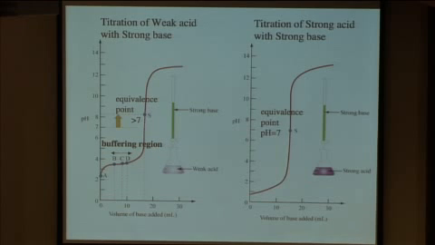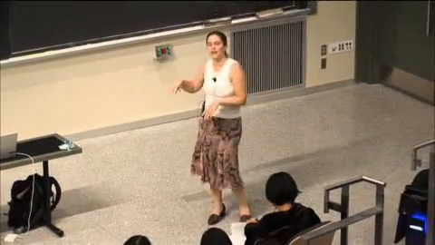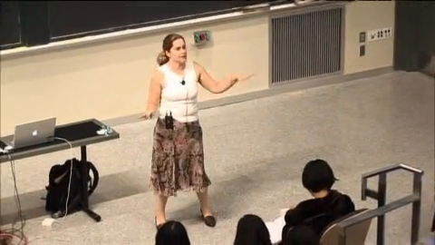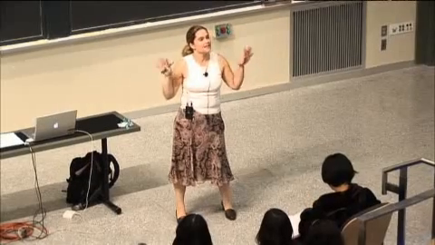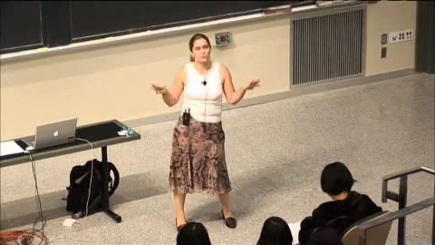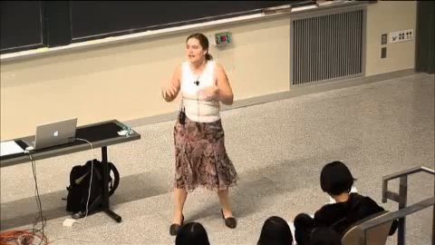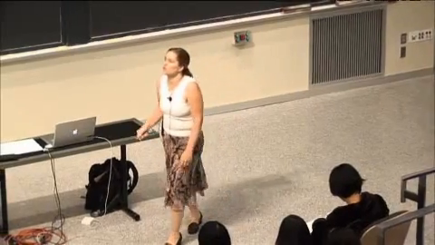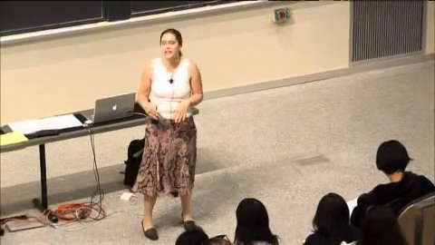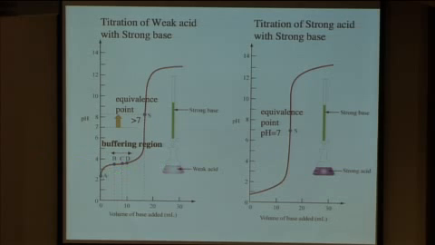So buffering region, remember, a buffer is something that has a conjugate weak acid and weak base pair, and in a buffering region, the pH stays fairly constant. It acts as a buffer, neutralizing the pH, maintaining the pH by being a source or sink of protons. And so here, the pH then is staying constant in that buffering region. So those are some of the differences between the type of curves.